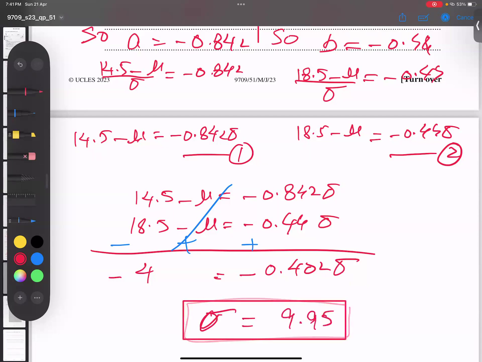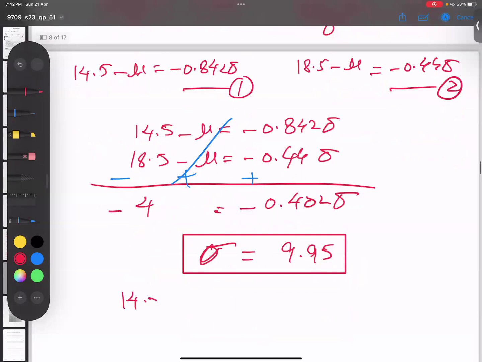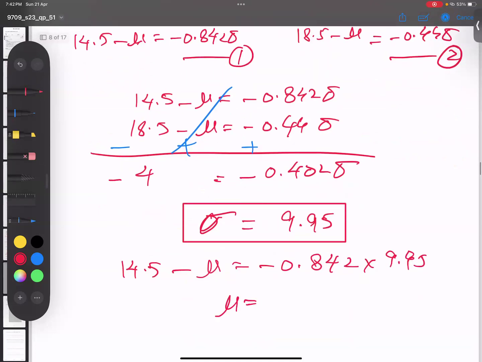Alhamdulillah. If I plug in this value here or here, let me check. So 14.5 minus mu equals negative 0.842 times 9.95. And if I type it in the calculator, I'm getting 22.9. Alhamdulillah, so this question is very clear, and you got a point. Let's go to the next question.